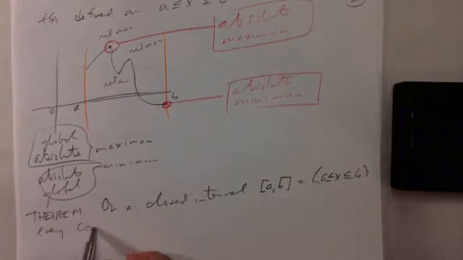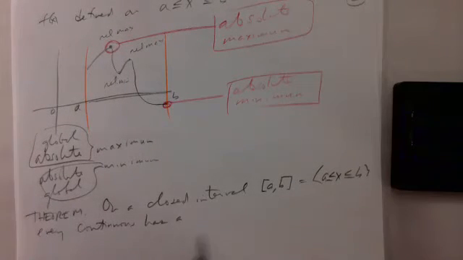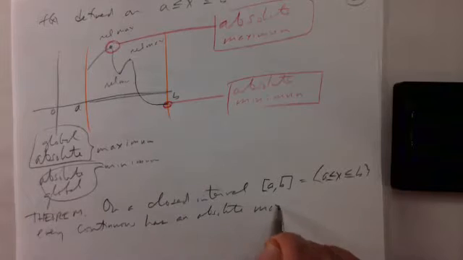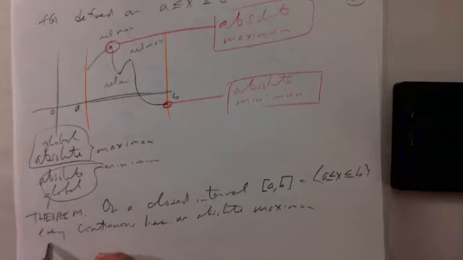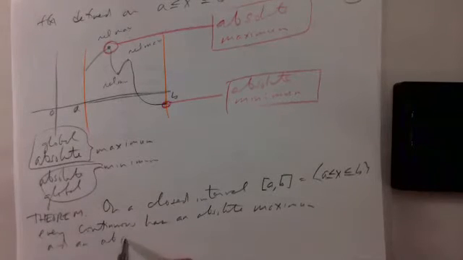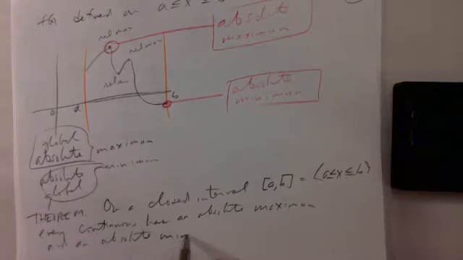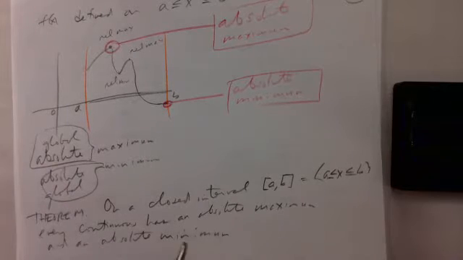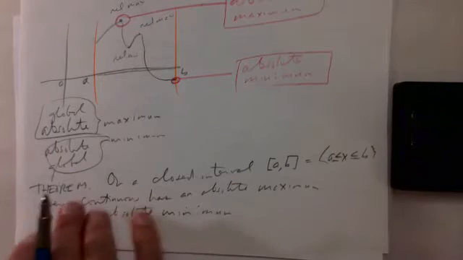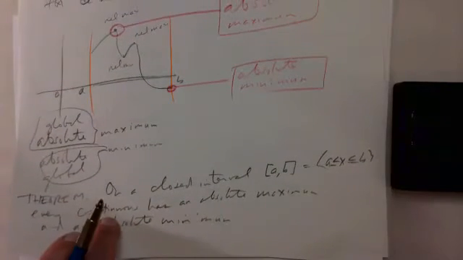every continuous function has an absolute maximum and an absolute minimum. So if the function is continuous, there always is at least one absolute max and absolute min. There can be more than one.